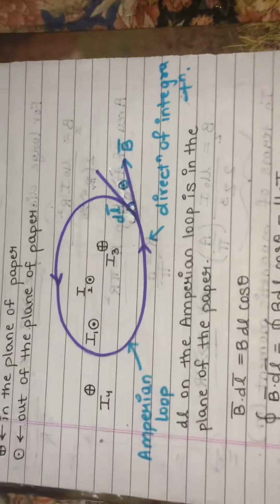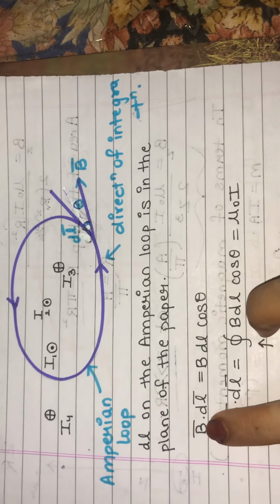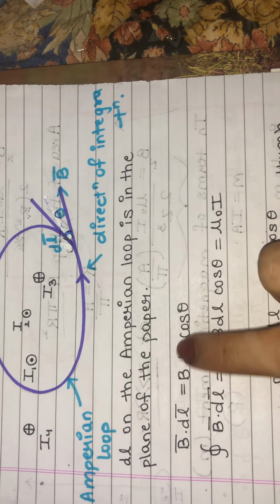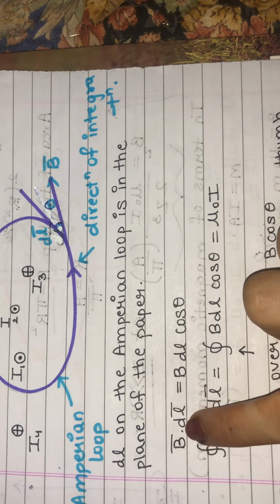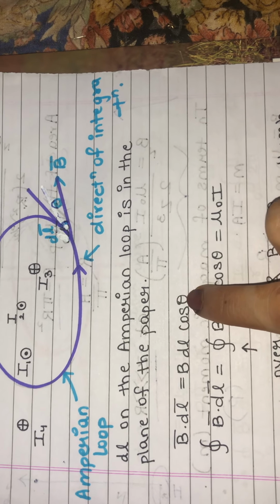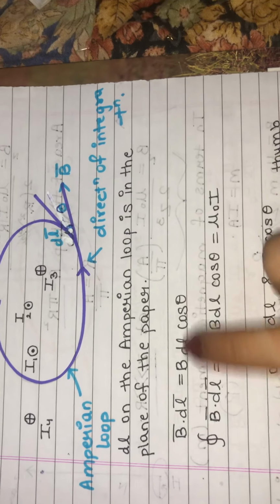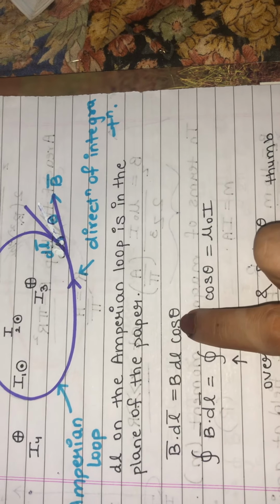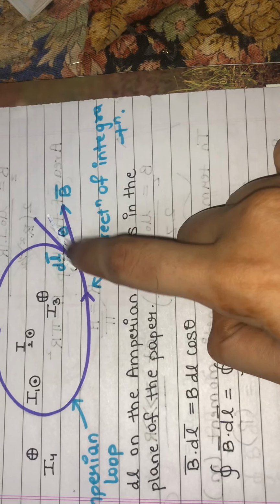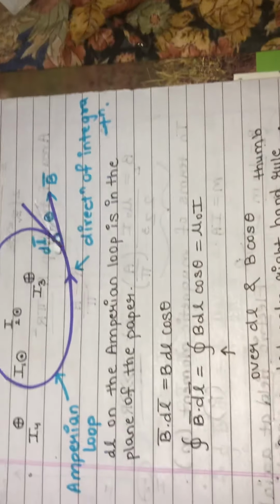After that, B dot dl is equal to B dl cos theta. If we remove the vector sign and the dot product, we have cos theta on the right hand side. If we remove the cross product, we would have sin theta. Now B dl cos theta, and you can see this theta is the angle between B and dl.